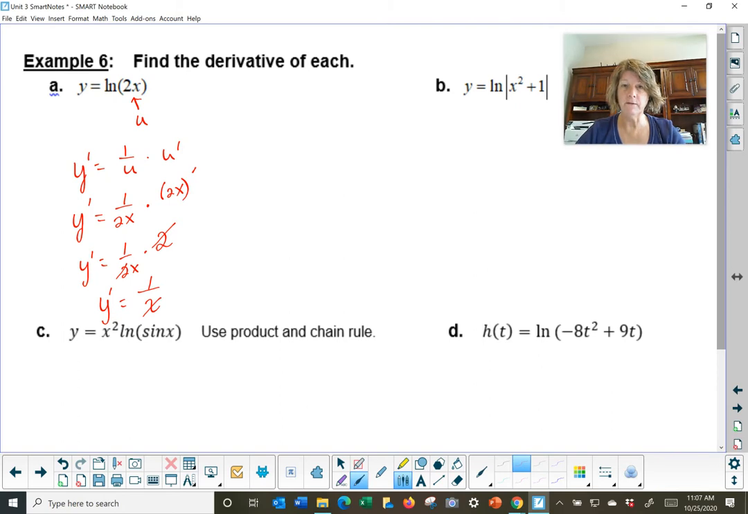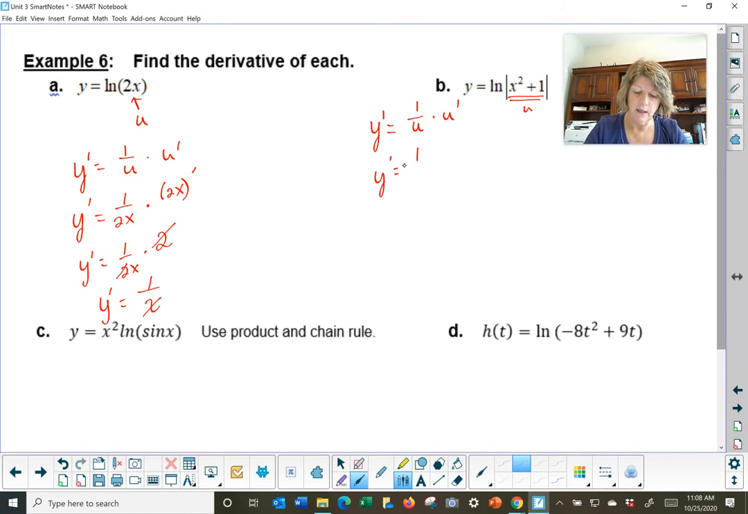For B, we get the absolute value in there. Not even thinking that the absolute value would really be necessary because I don't have a chance for this inside argument to ever be negative if I'm squaring x. But that's all right. We do treat it just the same. So I'm going to treat this as 1 over u times u prime. And y prime equals, this is my u here.